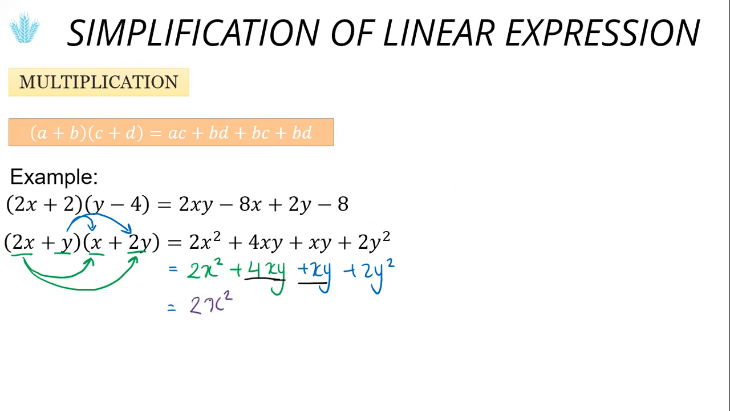Okay, 2x square. 2x square. This is 4 plus 1, because if there's no number it means 1. So 5xy. You can write the 1 if you want, or not, it's fine. Plus the 2y square. This will be your final answer. Okay.